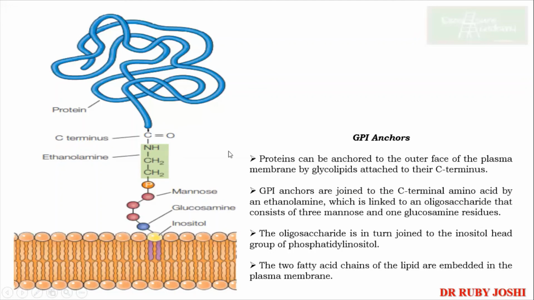In this also, please do read this, and you have to remember that the GPI anchors are joined with the C terminal, and this GPI is made up of 3 mannose and 1 glucosamine residues. Then again it goes and binds to the inositol head of your phosphatidyl inositol, and that's how it becomes a GPI. So this is something you need to remember.